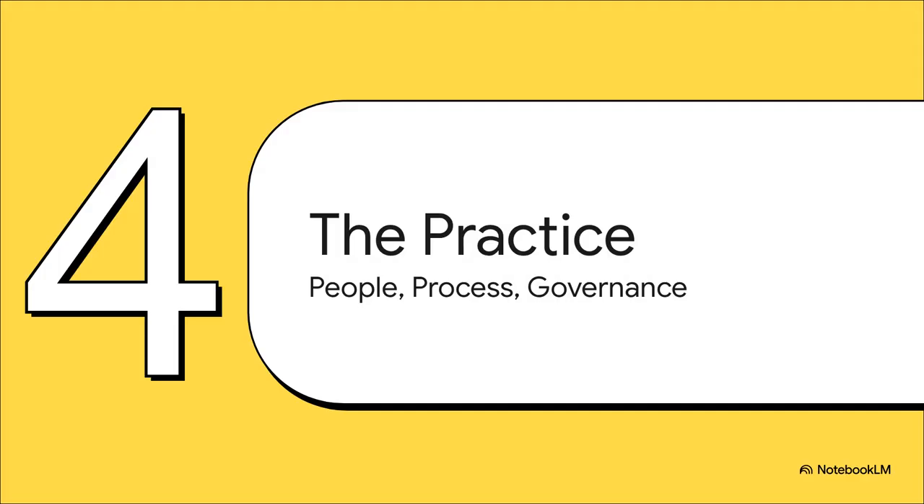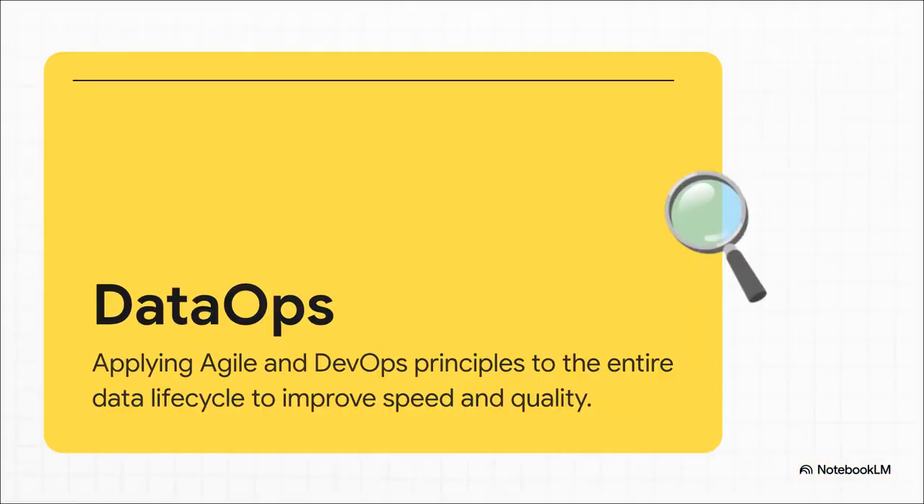Now, having the right tech is one thing, but a successful data practice is about so much more than just pipelines. It's about the people, the processes you follow, and the rules, the governance that holds it all together. And that leads us to a really important concept called data ops. If you've heard of DevOps in the software world, it's pretty much the same idea, but for data. It's about applying those same agile principles, collaboration, automation, continuous improvement, to the entire data lifecycle. It's a culture shift, really.